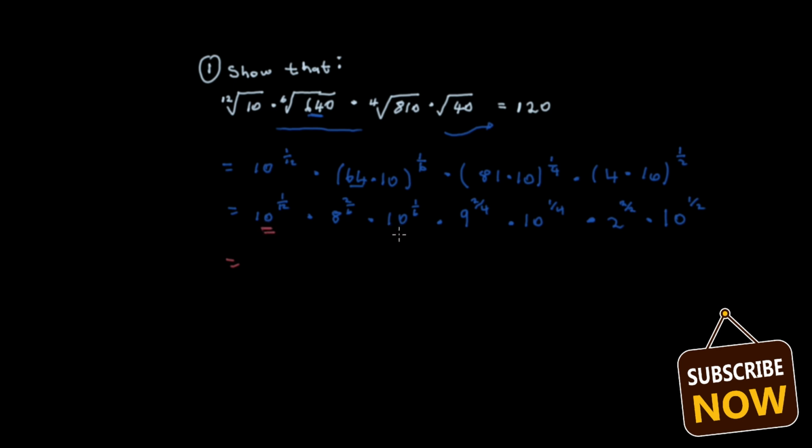Now we should combine the tens. There are 5 of them. The numbers that contain the base 10 will give 10 to the power of 1 over 12, plus 1 over 6, plus 1 over 4, plus half.